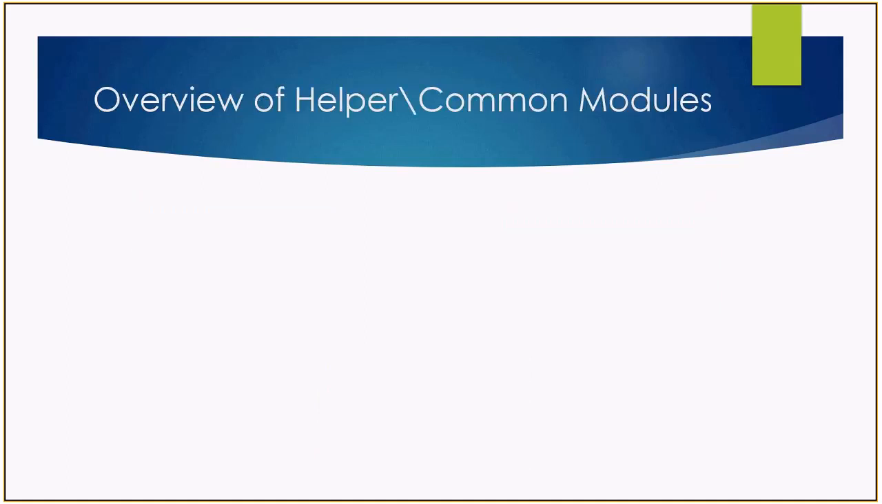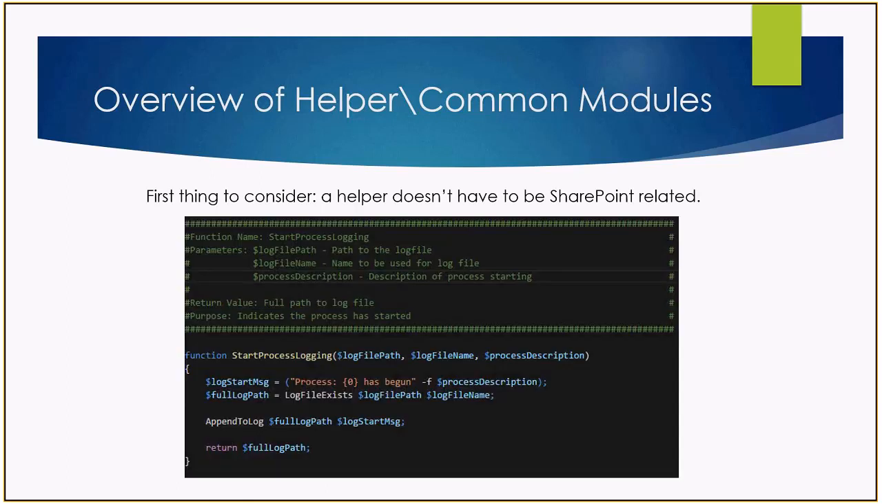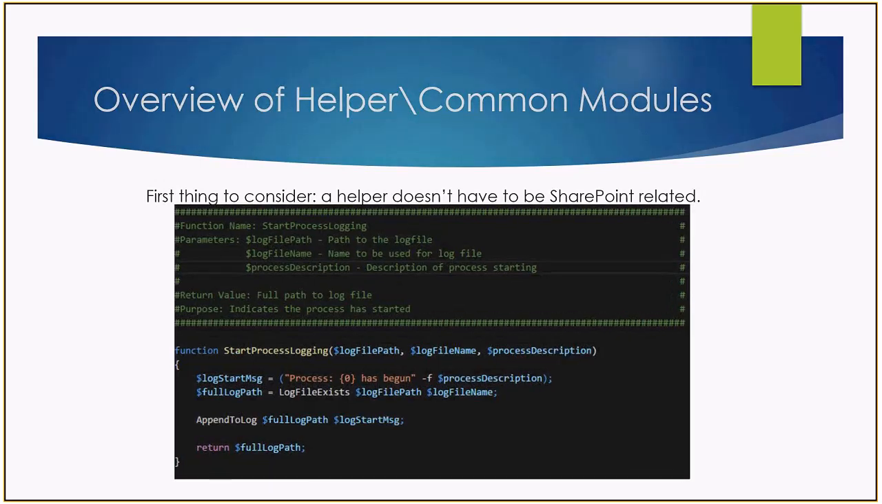So what does a helper or common module look like? In this example, I'm not even doing a SharePoint related helper file. This is a logging file. All I'm doing is taking in some dynamic variables and building out a log file at a certain path, appending a message saying I'm starting the process, and returning the log file path to the calling function, because I'm going to use that everywhere anytime I want to log something that happened within my script. We'll take a closer look at it here.